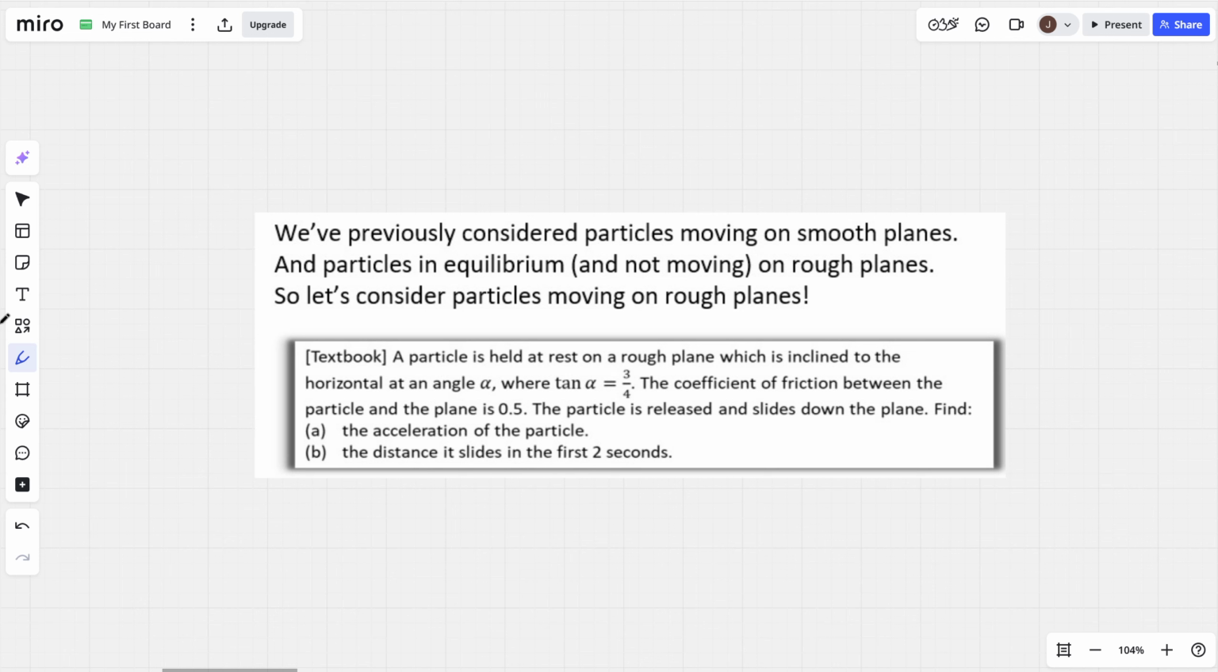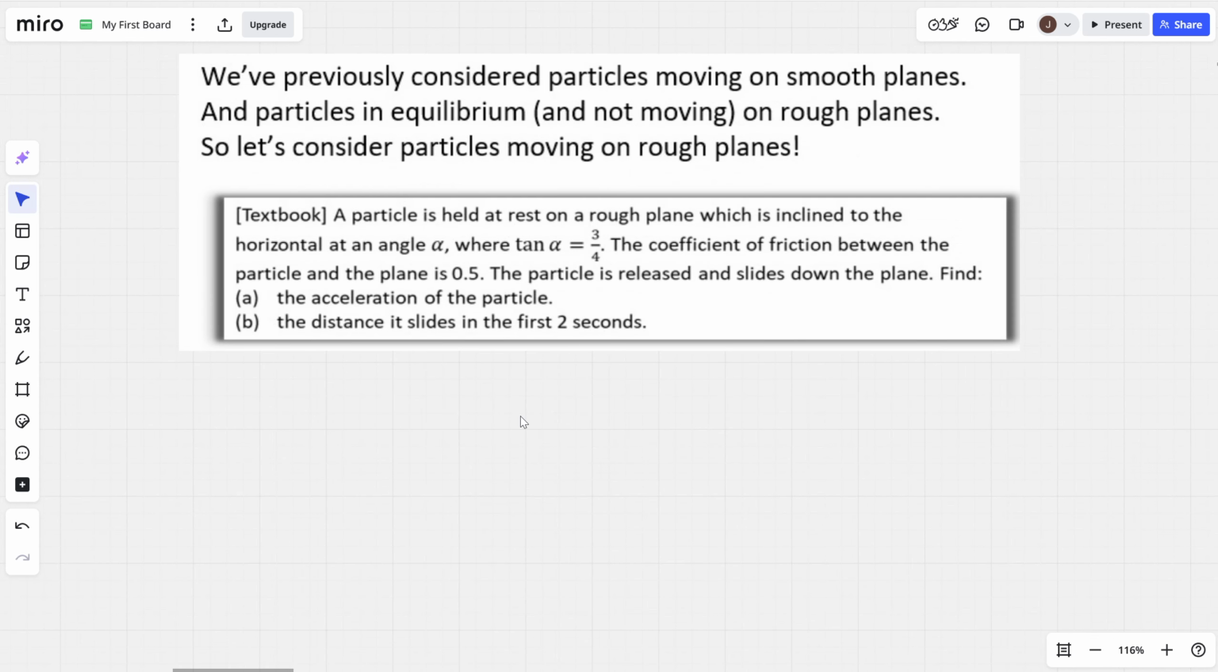Okay, so we're now looking at the section of the book that corresponds to 7E and 7F. So the idea is we're going to talk about cases that are not just equilibrium, okay? So we've previously considered smooth planes and rough planes, but we had things not moving. We had them about to move.